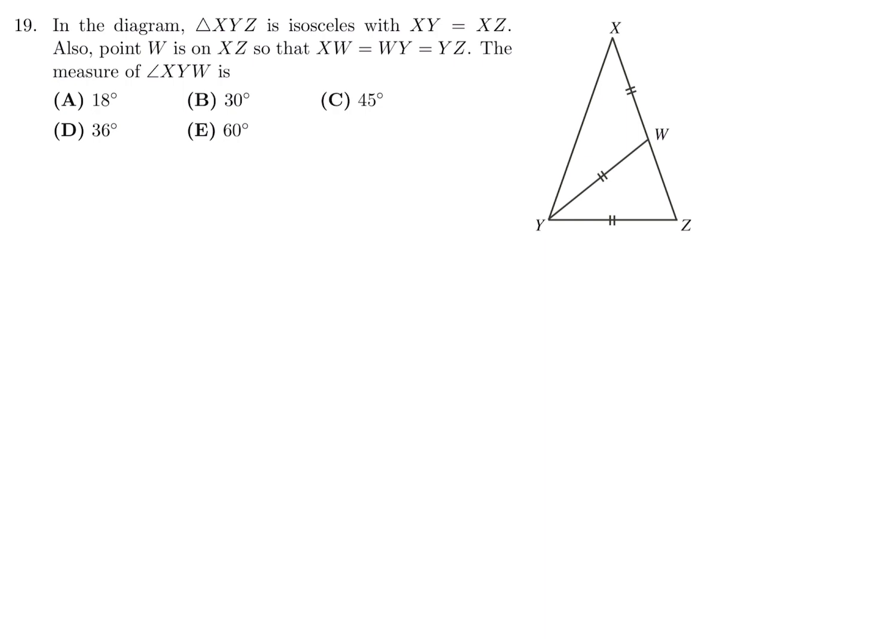In the diagram, triangle XYZ is isosceles with XY equal to XZ. Also, point W is on XZ, so that XW equals WY equals YZ. The measure of angle XYW is?